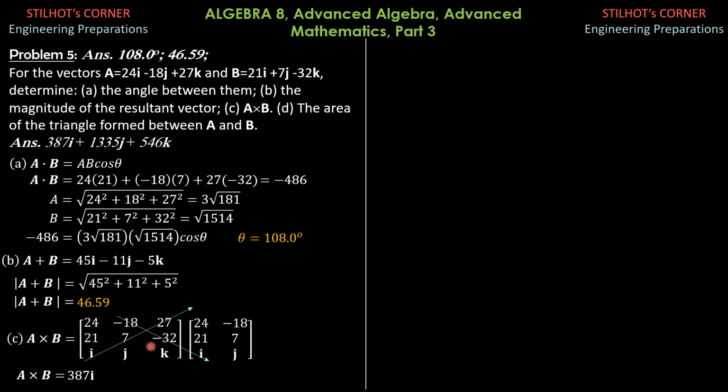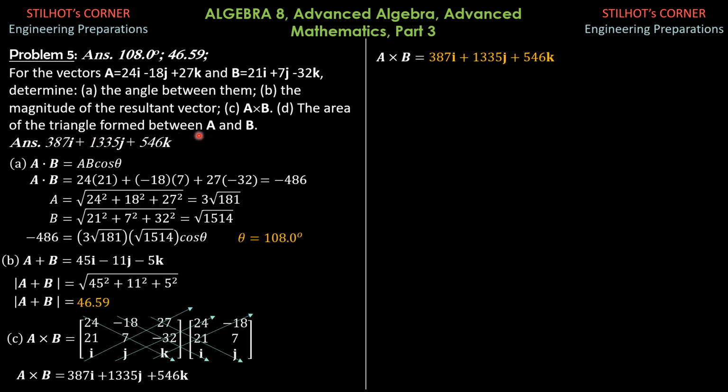So 27 times 21 minus negative 32 times 24, so that's plus 32 times 24. Then it is equal to 1,335 J. Then finally, for K, 24 times 7, that's positive, minus 21 times negative 18, so that's negative. 24 times 7 minus quantity 21 times negative 18, so negative of negative 21 times 18 is positive, so it's like 24 times 7 plus 21 times 18, and that is equal to 546 K. So that's A cross B. A cross B is 387I plus 1,335J plus 546K. Then that's part C.